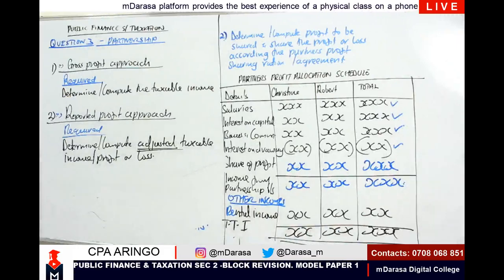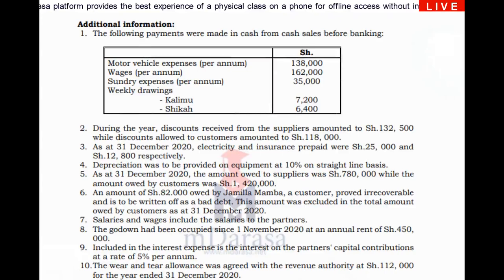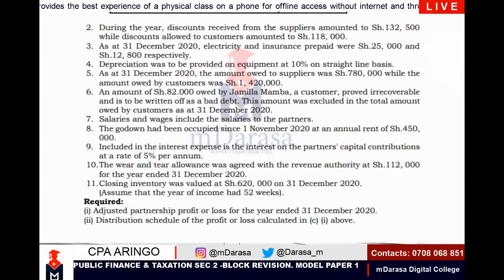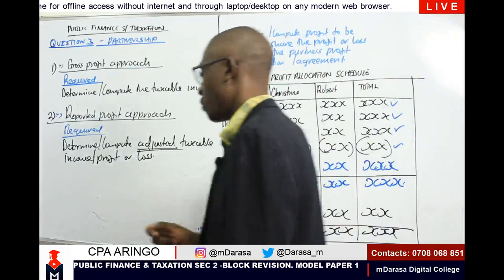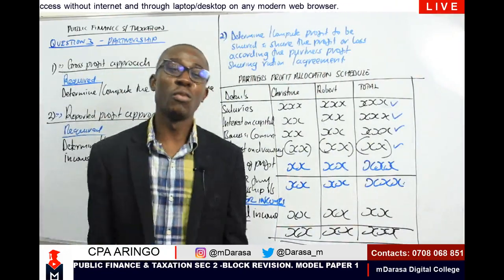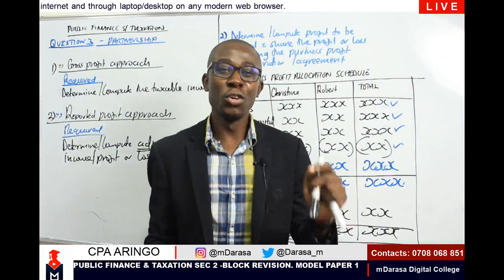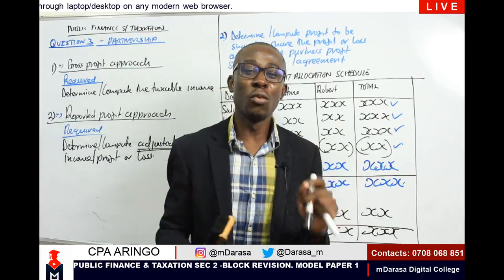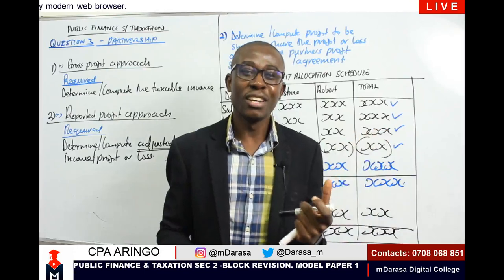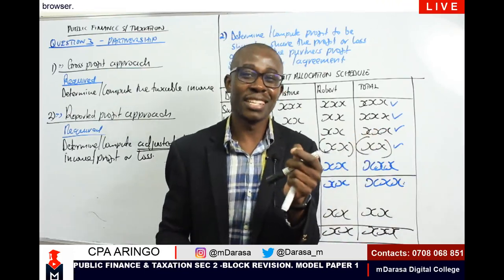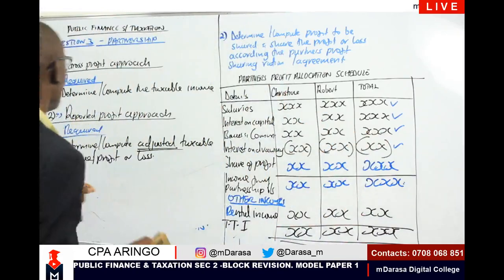Like in our question here, we were told to determine the adjusted partnership profit or loss for the year ended 31st December, right? But I am not given this reported profit. So we are allowed to use our gross profit approach. These are some of the ways that you can break your question down to mark your starting point. And as I normally say, the moment you have the concept right, working out such questions will be very, very easy for us.